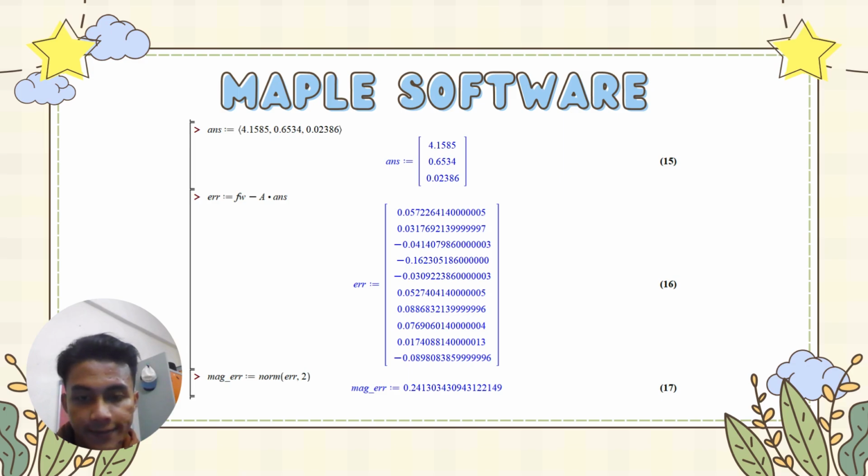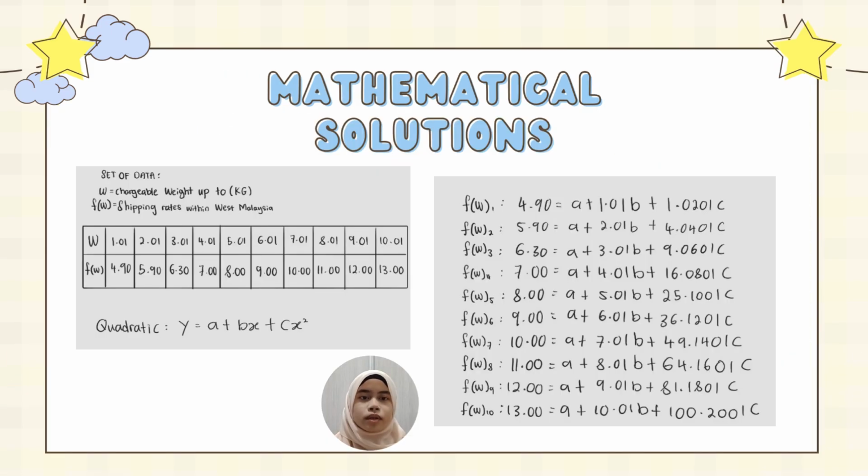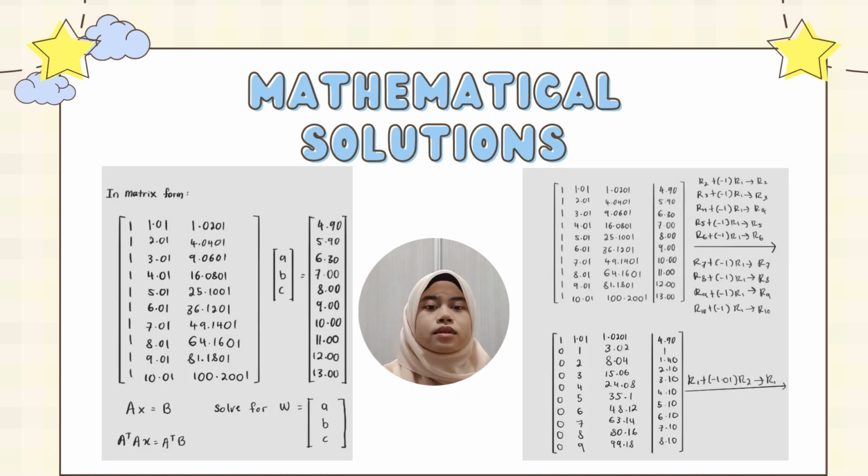For the manual mathematical solutions, W will be the chargeable weight, and FW will be the doorstep delivery fee within West Malaysia. For the quadratic equation, the formula is y equal to a plus bx plus cx squared. Therefore, we will turn each data we have into quadratic equations. Transform the system of quadratics into the matrix form, which is Ax equal to b. We will be solving for w equal to matrix ABC. We will use the RREF, which is reduced row echelon form.